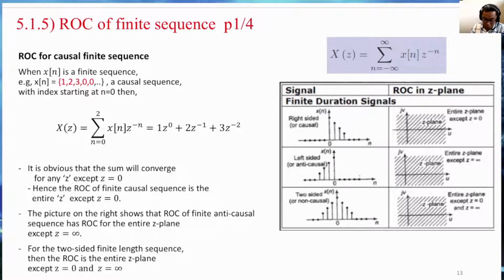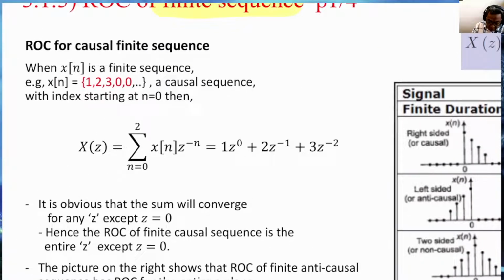This slide deals with region of convergence of finite sequence. For example, if x of n is a finite sequence, and the sequence is starting from here, n equals to 0, so we are talking about a causal sequence in this example, and 1, 2, 3, followed by a host of 0 after that. So it is finite because we're not interested in the 0, we're only going to examine 1, 2, 3. Then what happened?